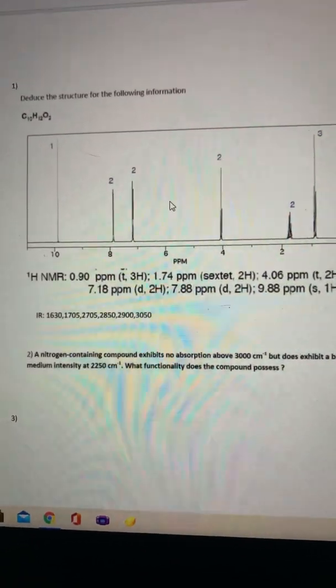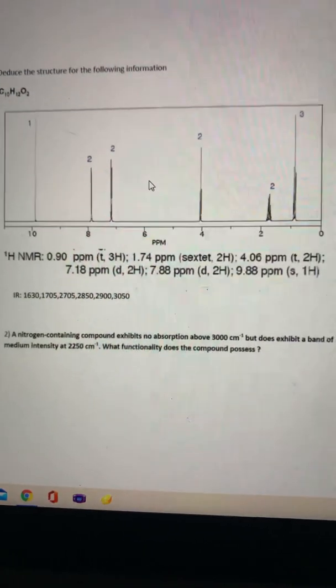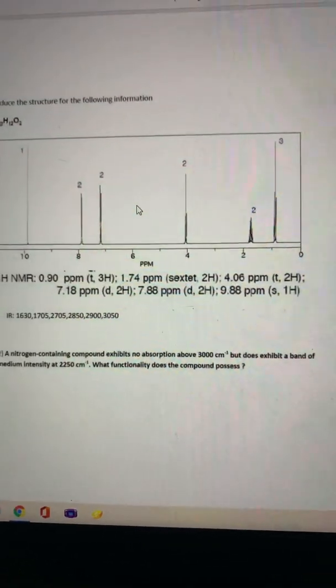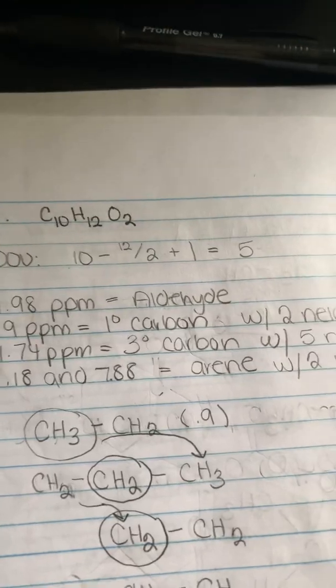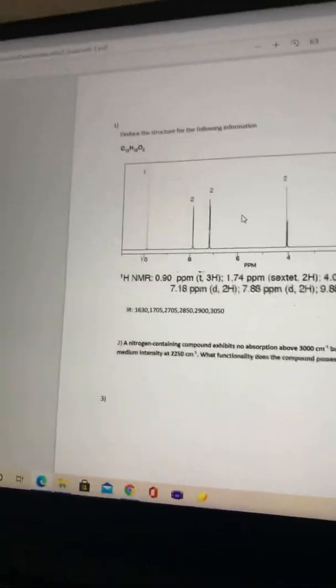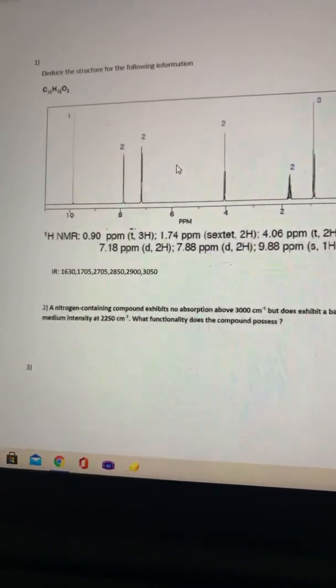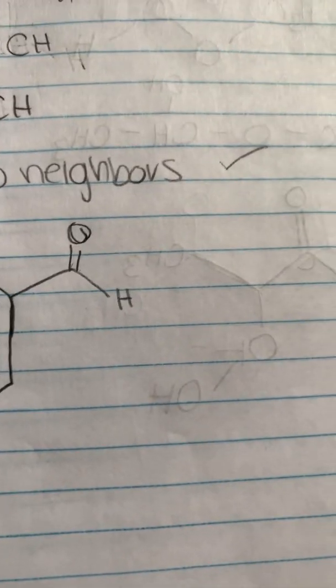The first thing that I do when I do an NMR is look for any outstanding ppm values that correlate to a specific functional group. So the first thing I did was I saw that there was a 9.88, and I noticed that that value correlates to an aldehyde. So I'm thinking, okay, there's an aldehyde in this molecule somewhere. I've already written down the structure of that, and I just drew this. I didn't draw the ring yet, but we'll get to that point. I drew this, and then I continued.